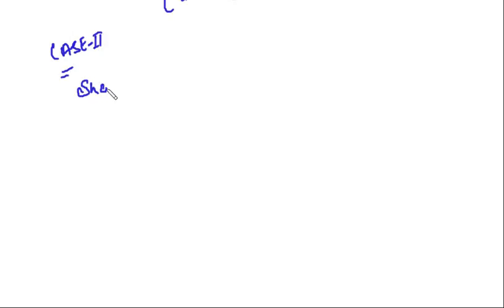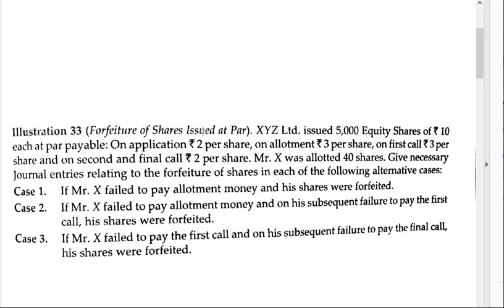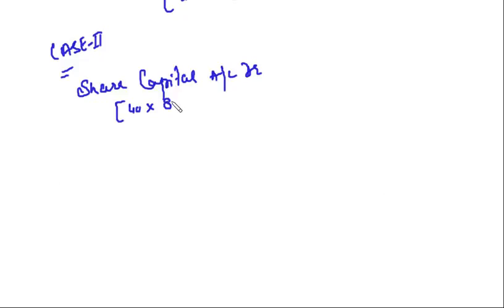Share capital account debit. Now, what will be the amount? 40 multiplied by amount called up. What is the amount called up? 2 on application, 3 on allotment, and here the company has called for first call also, 3. 8 rupees have been called up. Clear? So 320 rupees are called. Now two accounts, to forfeited shares.